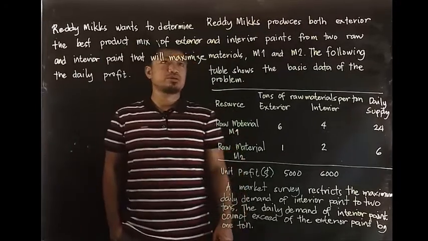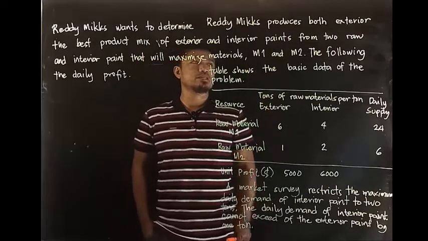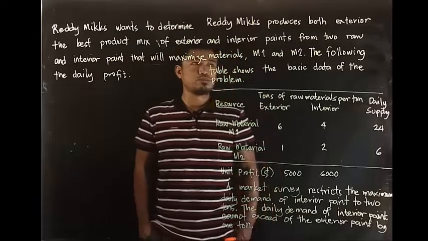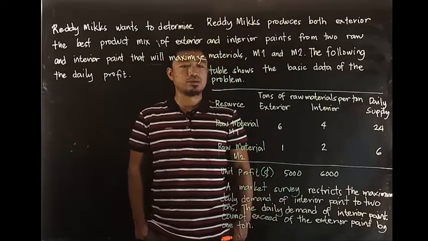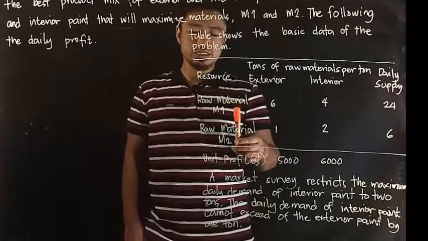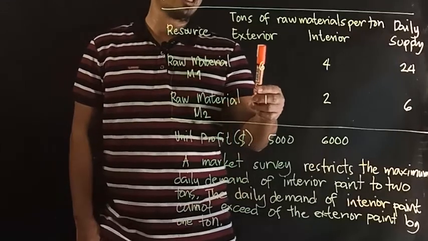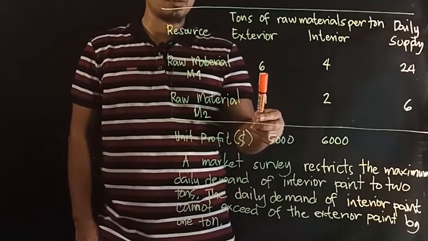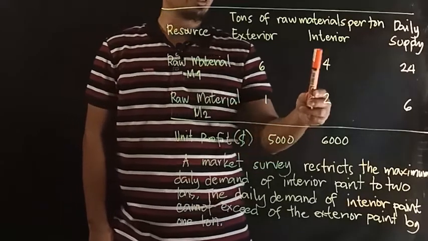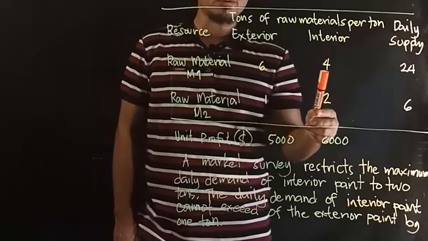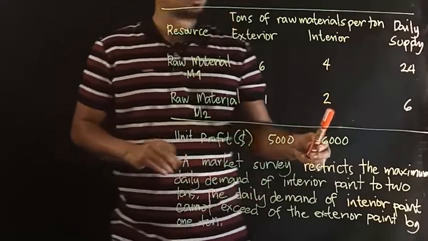So let's read the problem. Ready mix produces both exterior and interior paints from two raw materials, M1 and M2. The following table shows the basic data of the problem. So we have two resources, raw material 1 and raw material 2. For every ton of exterior paint, it requires 6 tons of raw material 1 and 1 ton of raw material 2. For the interior paint, it requires 4 tons of raw material 1 and 2 tons of raw material 2.